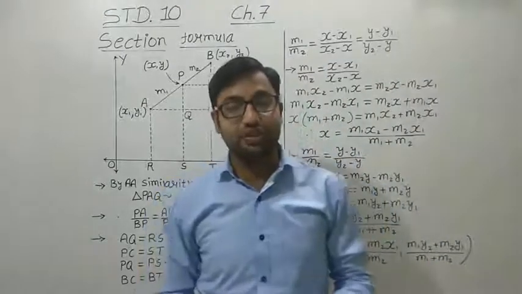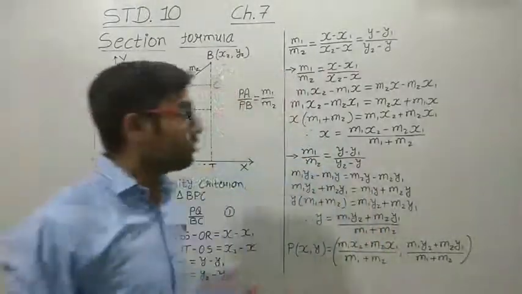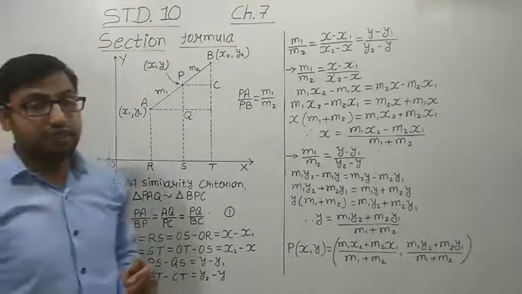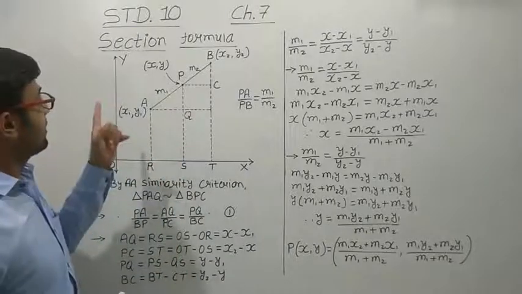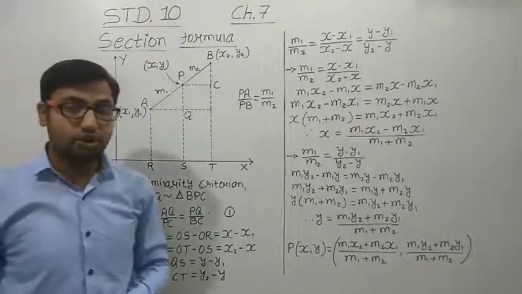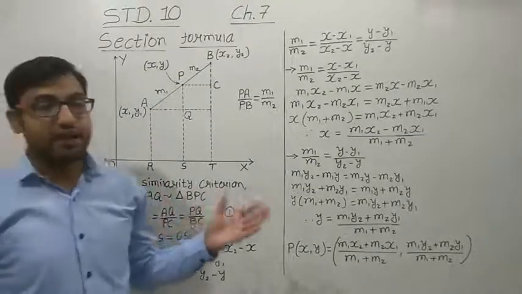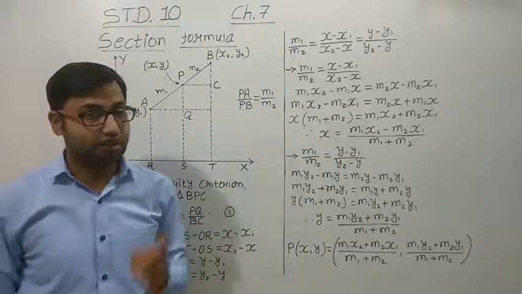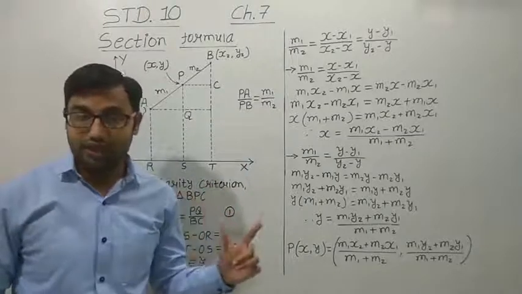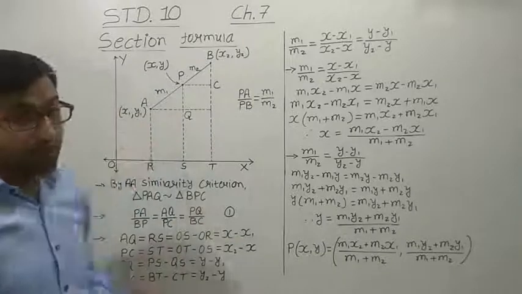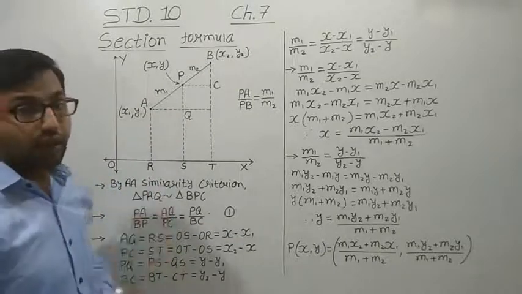Hello students, today we will study the section formula. This is a topic of standard 10, chapter number 7, coordinate geometry. In this chapter mainly three formulas are there. The first one that we have already studied is the distance formula. This is the second formula that we have to study today.